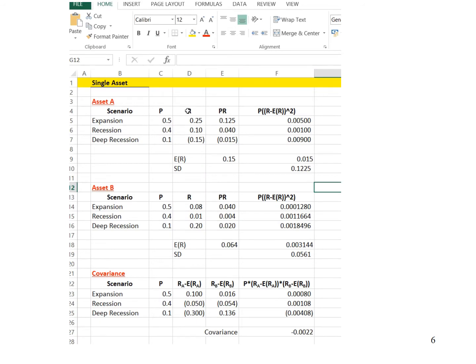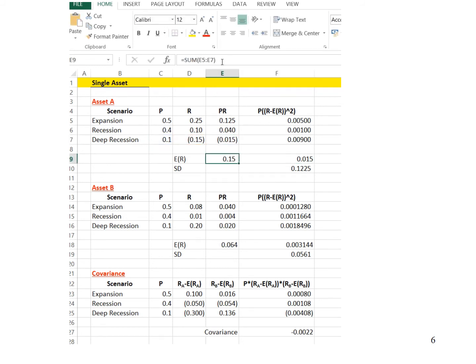Let's look into the working. First of all, I'm going to calculate the expected return for asset A. From the question, we know that there are three economic scenarios: expansion, recession, and deep recession. The probability of each scenario are given here. To calculate expected return, I'm going to multiply P with R, 0.5 times 0.25, which gives me an answer of 0.125. I continue to do it for the rest of the economic scenario.